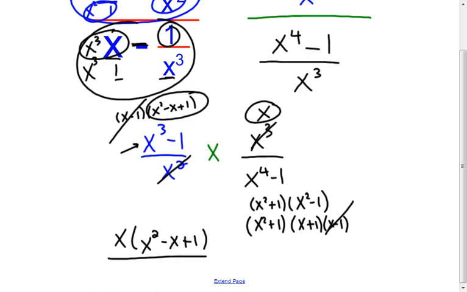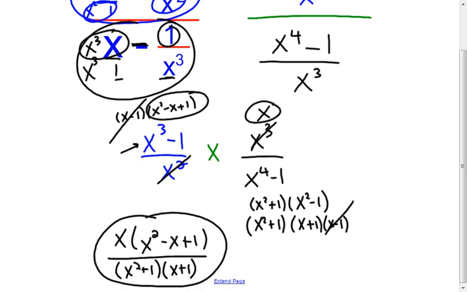And on the bottom, I have x squared plus 1 and x plus 1 left. Okay? The book may have it here. I'm not sure that they're going to want you to go that far. They may have it as this too. They may just have left it as x cubed minus 1 times x on the top and then x to the fourth minus 1 on the bottom.